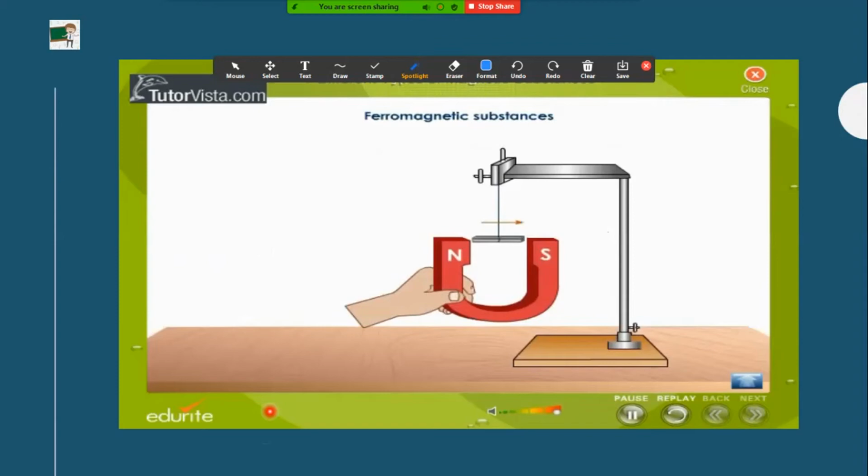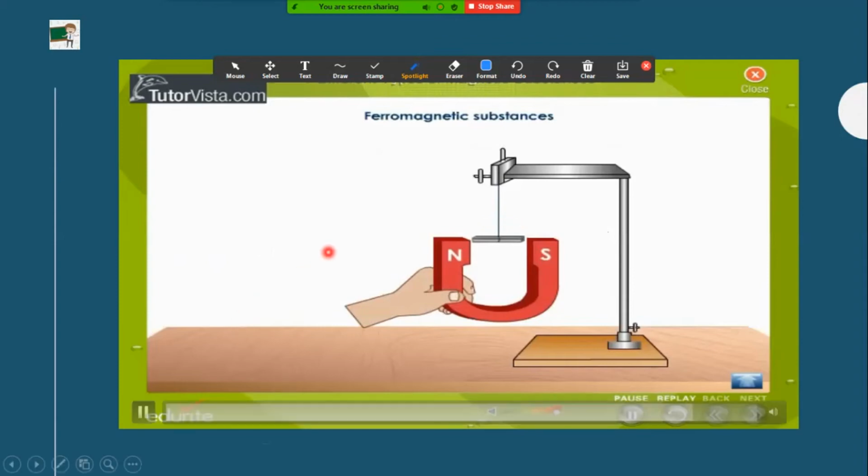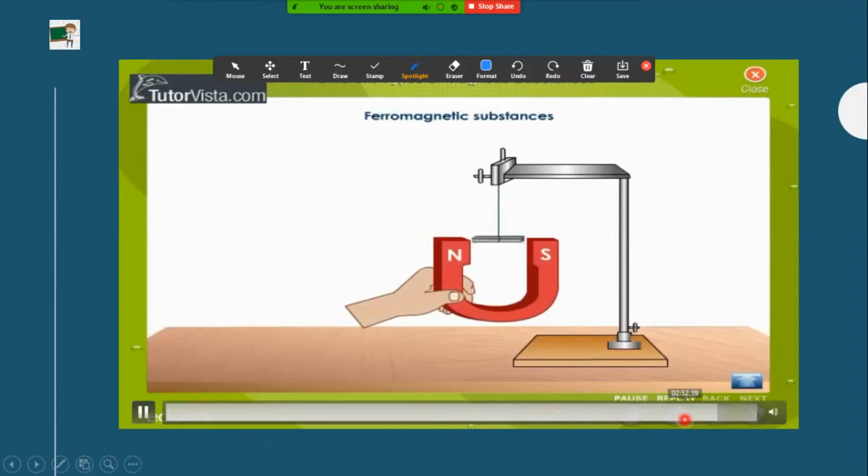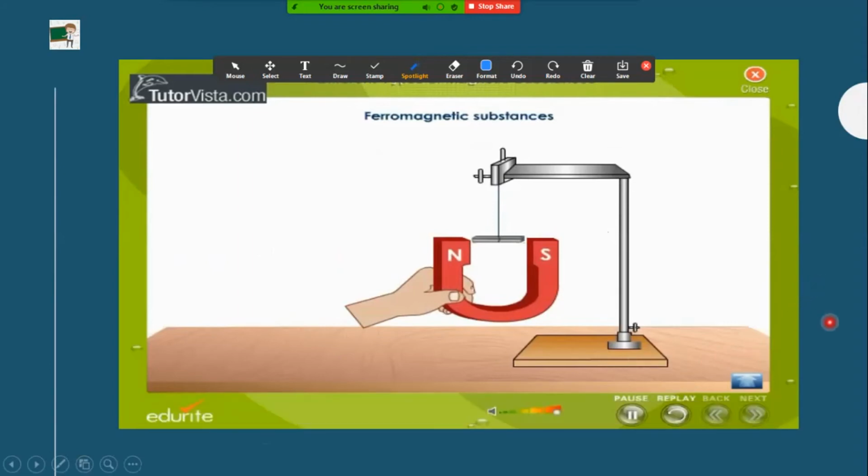A ferromagnetic substance, when placed in a magnetic field, is strongly magnetized in the direction of the magnetizing field. Temperature has an adverse effect on a ferromagnetic substance. Due to rise in temperature, a ferromagnetic substance tends to lose its magnetism.